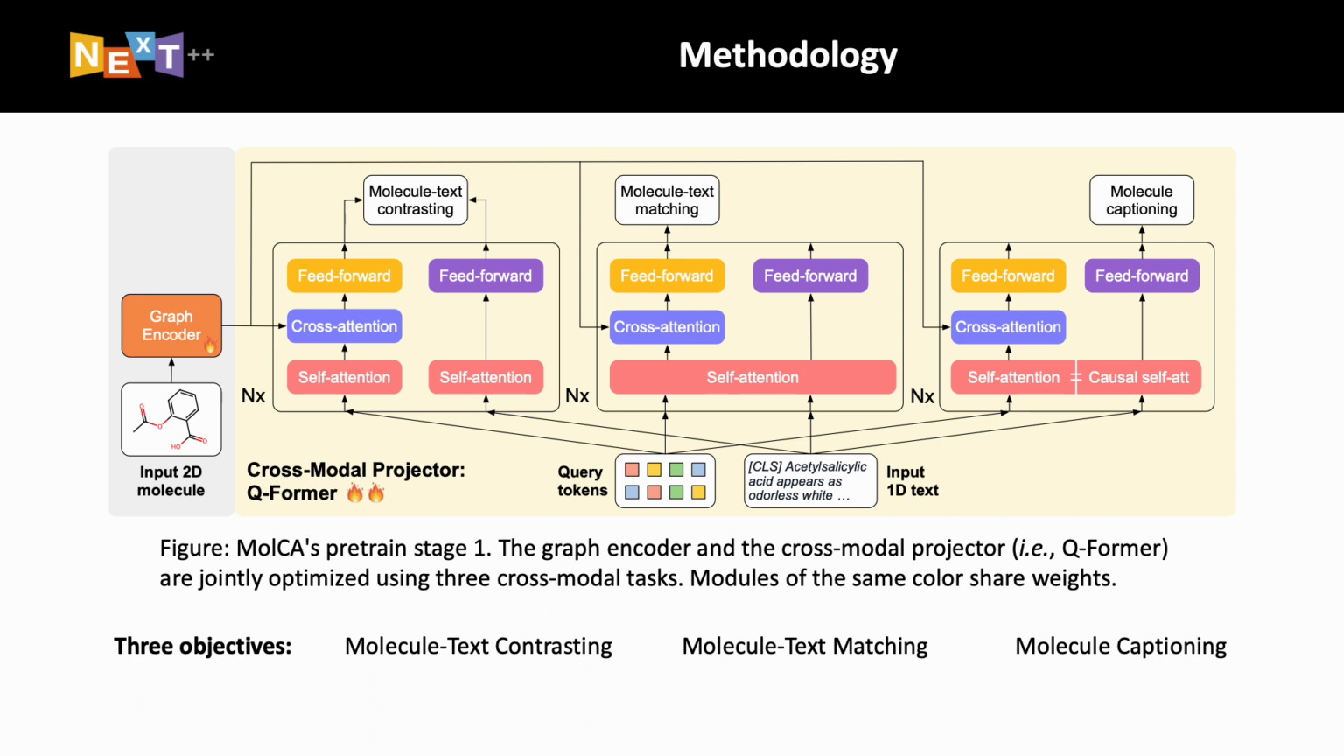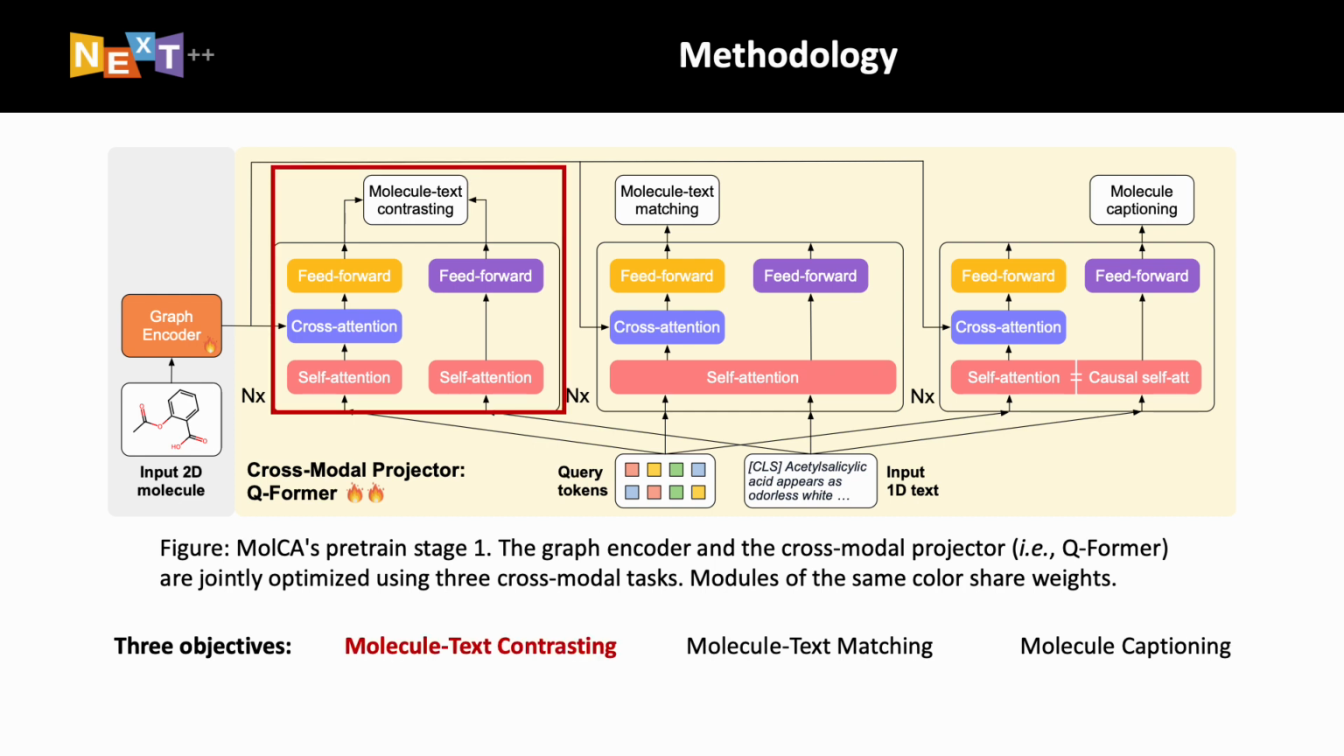This is the detailed view of our cross-modal projector, Q-former. Q-former has two branches of networks, one for processing molecule graphs, another for processing texts. The weights of the self-attention modules are shared across the two branches. In this stage, the Q-former and graph encoder are jointly pre-trained by three multimodal objectives.